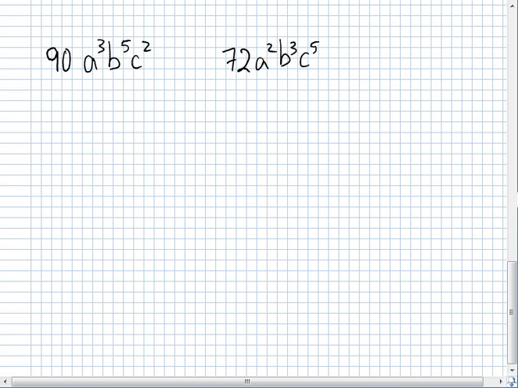Alright, so here we have two fairly large monomials. You can read them, I'm not going to read them up for you. What I'd like you to do is start by pausing the video and writing out all the factors of 90, all the factors of 72, and then all the other common variables, and try to come up with the GCF on your own. I'm going to wait 3 seconds and then show you how I did it to get the answer.